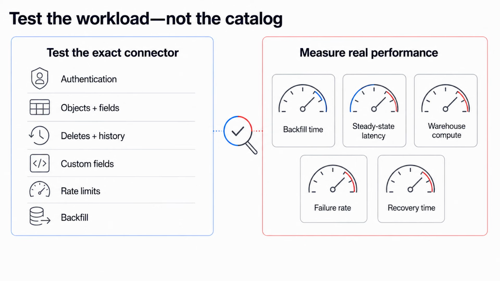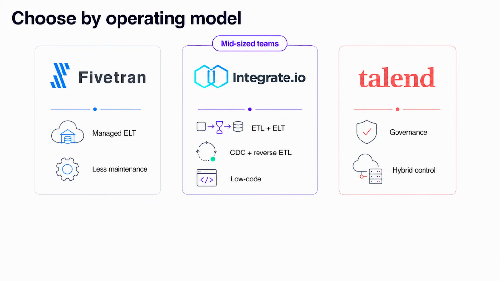Do not judge performance by the first successful load. Measure backfill time, steady-state latency, warehouse compute, failure rate, and recovery time. A fast demo can hide expensive recovery at scale. So the Fivetran versus Talend decision is fairly direct.